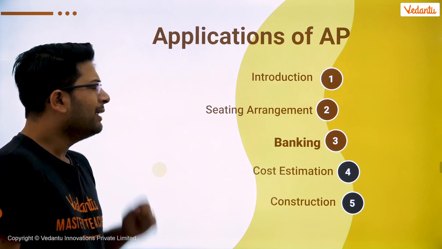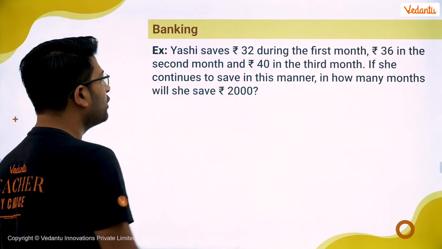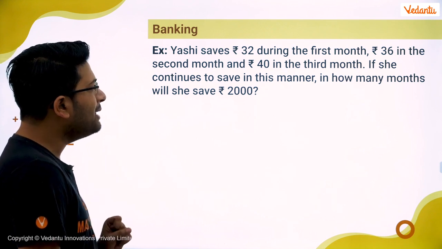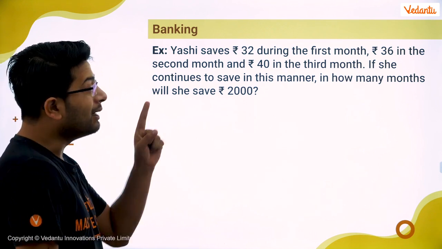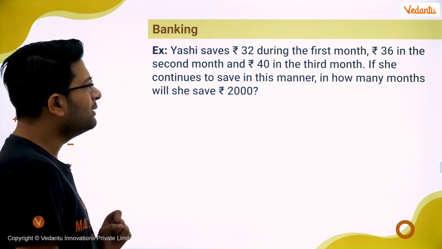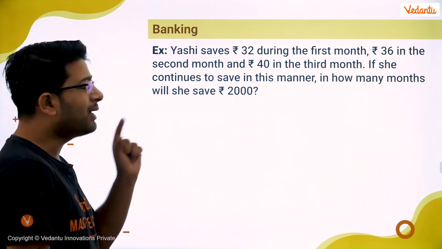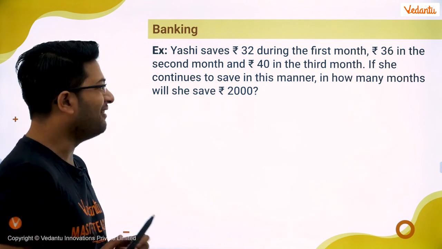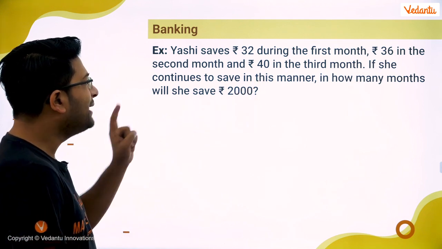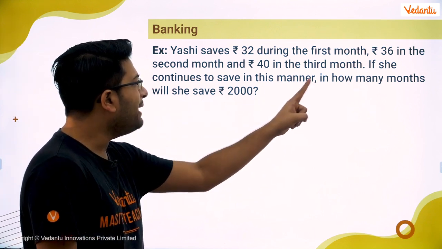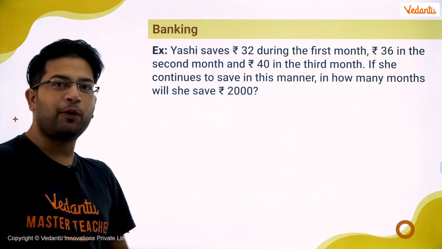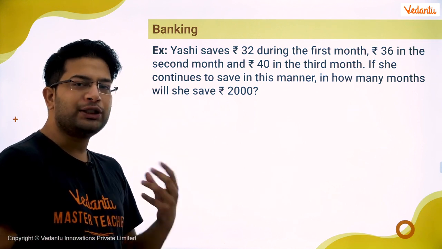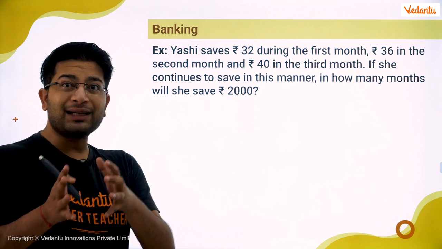Very good. Excellent. Now, champ, let's see a question on banking also. Look at this question. Yashi saves 32 rupees during the first month, 36 rupees during the second month, and 40 rupees in the third month. Can you see some pattern in the savings? Yes, very good. If she continues to save in this manner, in how many months will she save 2000 rupees? The total 2000 rupees, in how many months will she save? That means summation, right?